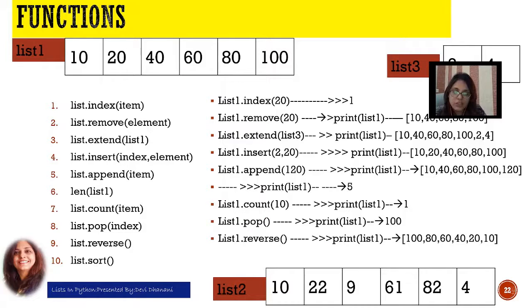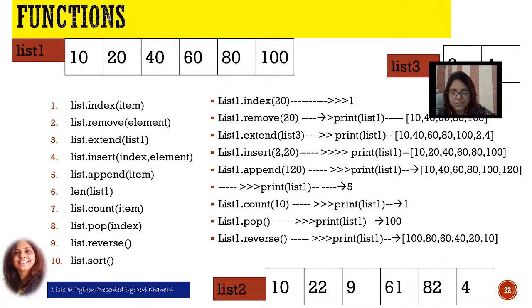The reverse function is going to print the elements of the list in reverse order. But herein what we need to see is that the original list is not changed.